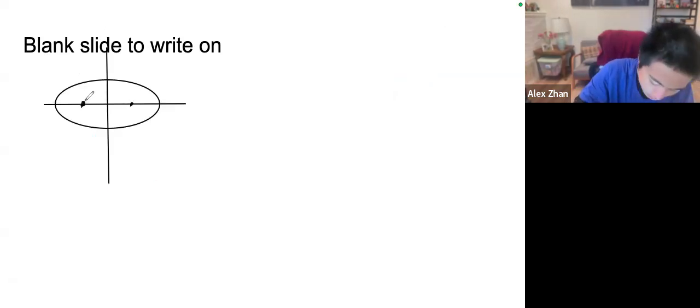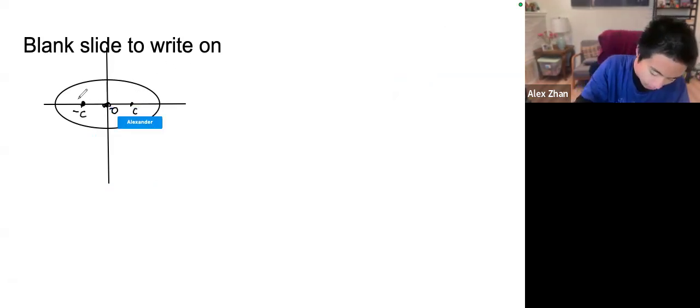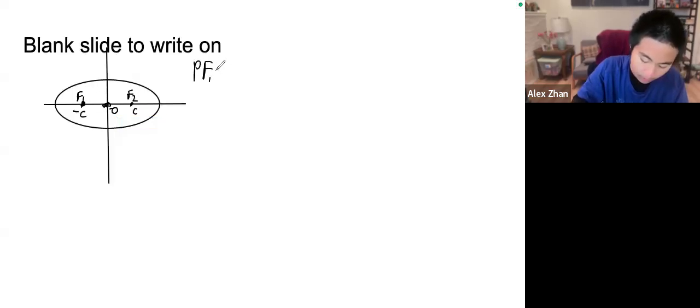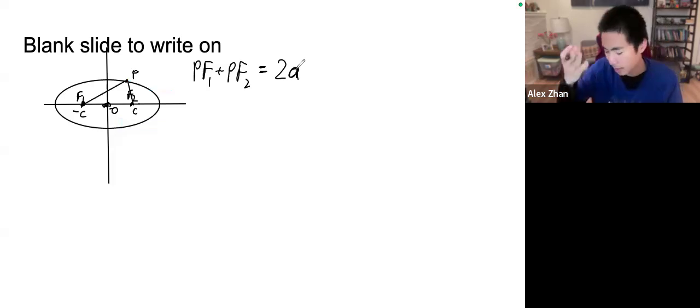For now, we're just going to call the two foci position C and negative C, and that's O. We'll call these F1, F2. Remember the definition, it's PF1 plus PF2 equals some constant. And this constant here, let's just call it 2A. We'll later prove why this does correspond to an equation.